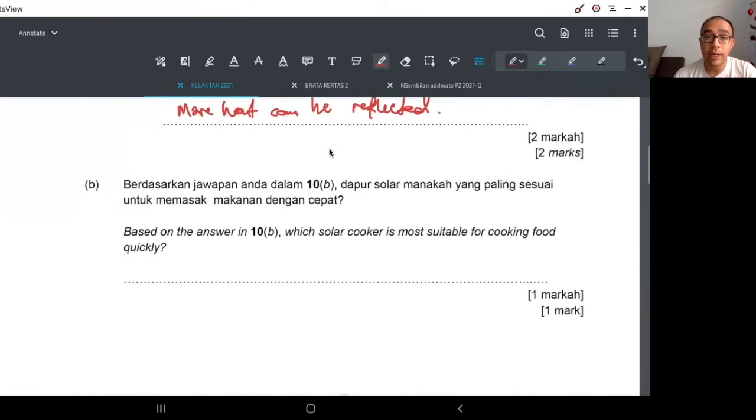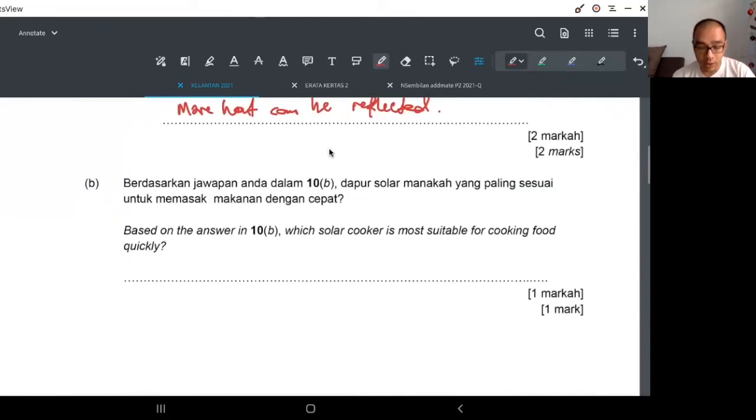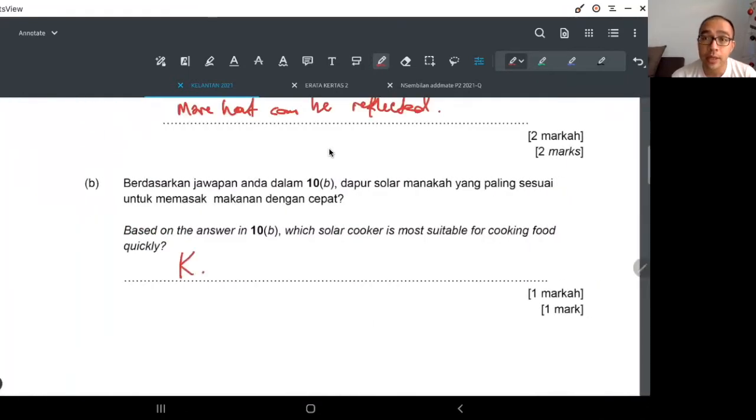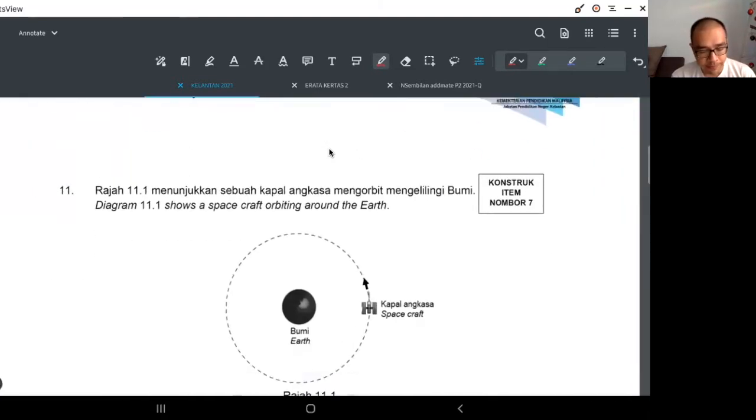Okay, and finally, based on your answer in 10B, which is the best solar cooker, we have already established this. This will be solar cooker K. The question doesn't ask for a reason, just asks for which one only, and it is only 1 mark. During the trials, quite a lot of you wrote the whole thing again, sampai 2-3 baris. No need lah, no need. This is a structure question. Structure questions are just like introductions to the essay questions. So don't overthink this lah. Structure is very simple.